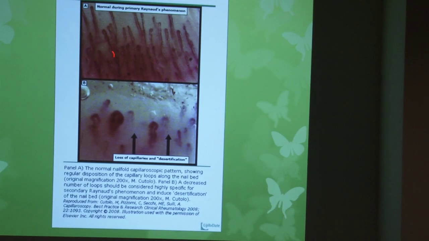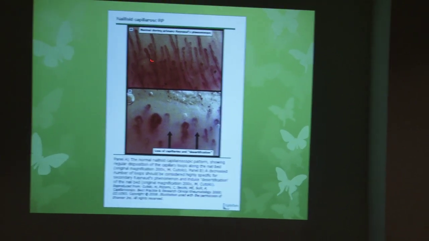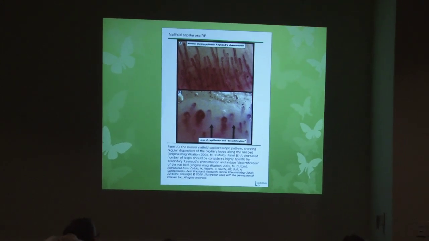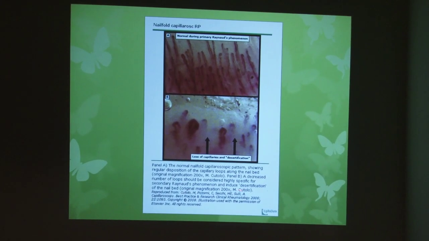This is a closer magnification of what you would see. When you look again at normal here, you can see a nice loop. It comes up, goes down, comes up, goes down. And this is oxygen that's going to be coming out of these loops and delivering to the tissues in a very warm and comfortable finger.